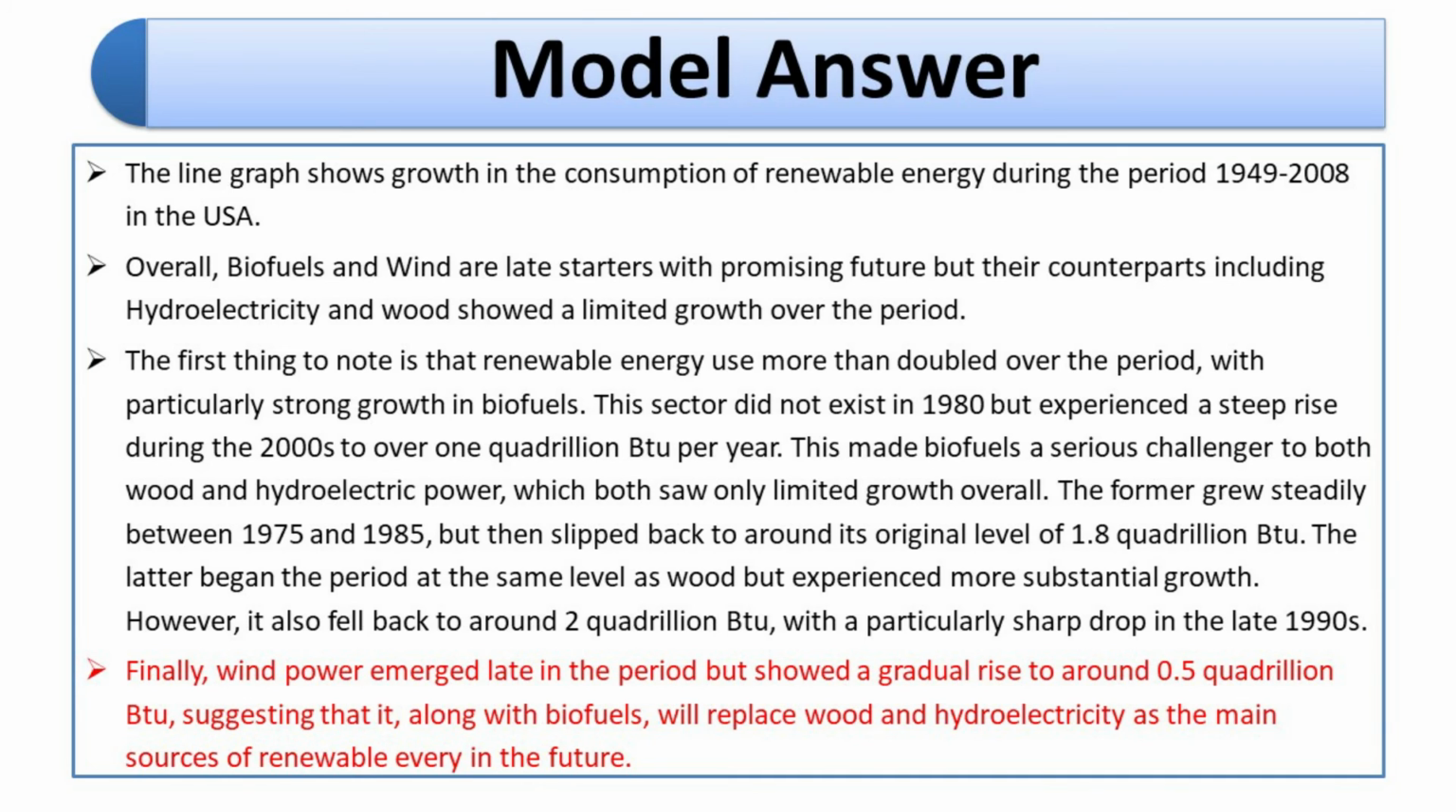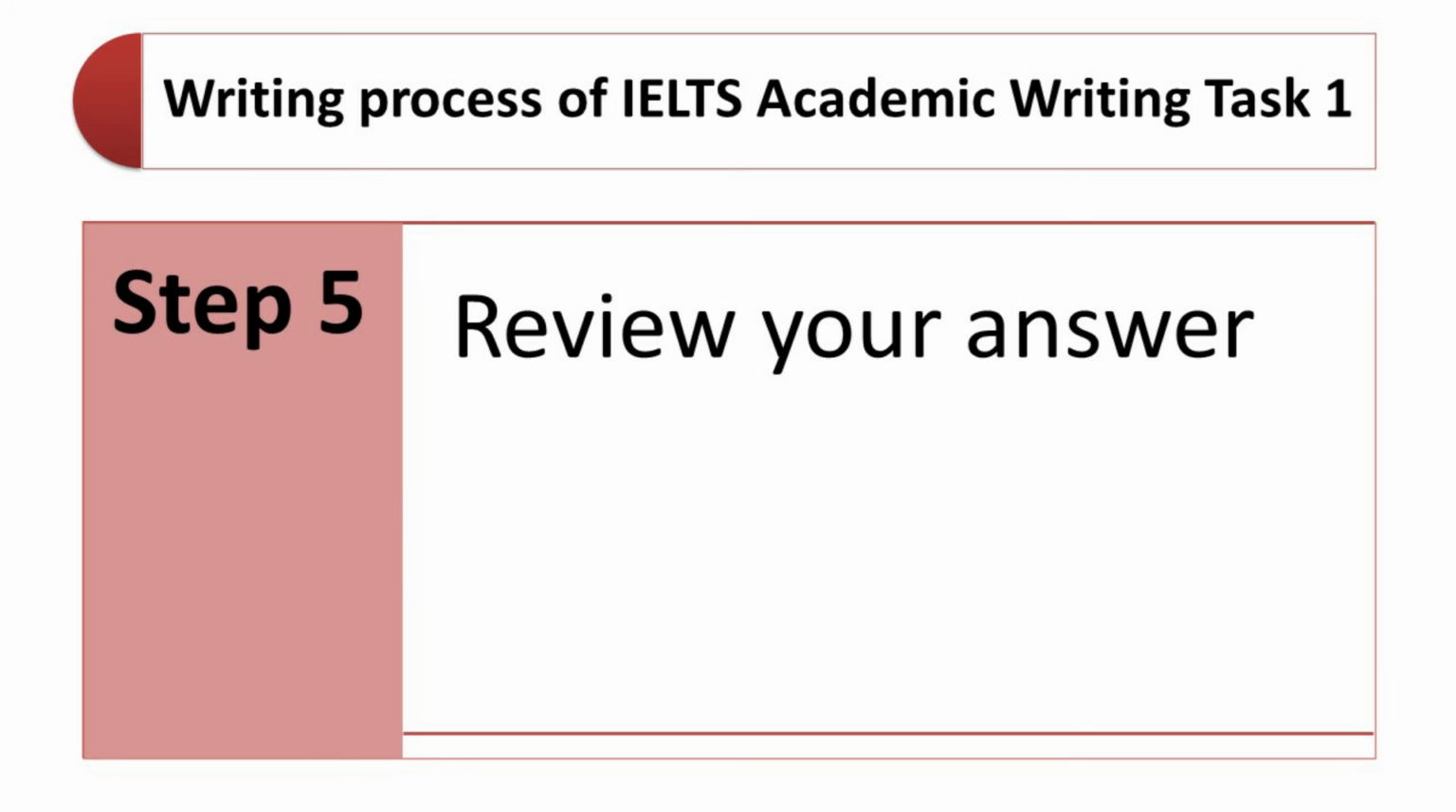Now coming to the last step, step number 5 is to review your answer. You need to read the answer that you have produced very carefully. Why do you need to do that? Because if you make any errors, any mistakes, you can review your mistakes and correct them on your own. So this is how you can write your line graph in a very easy and in a very comfortable way. That is all for today.